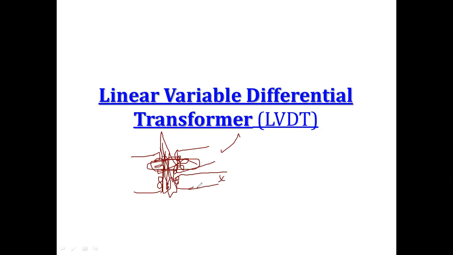Actually, the LVDT is a device which converts linear displacement into voltage. Linear displacement is nothing but what? It can move, rotate.